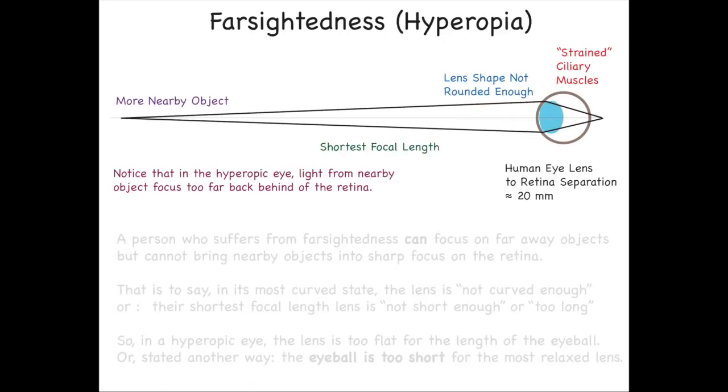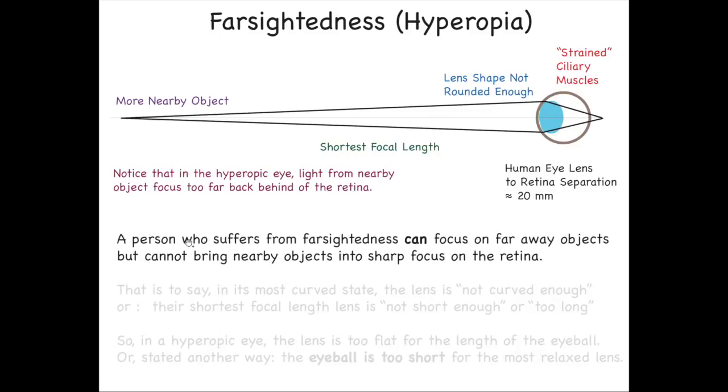All right, well, we can do the same analysis for farsightedness or hyperopia. Notice that as we've drawn up here, what happens with a hyperopic eye is that light from a nearby object ends up focusing too far back behind the retina. That is, a person who suffers from farsightedness can focus on faraway objects, but they cannot bring nearby objects into a sharp focus on the retina. But even in its most strained, most rounded shape, the lens is still not curved enough to view nearby objects.